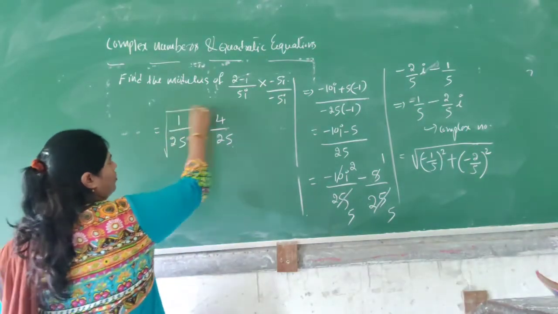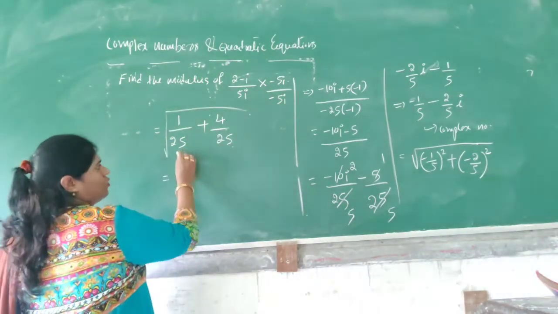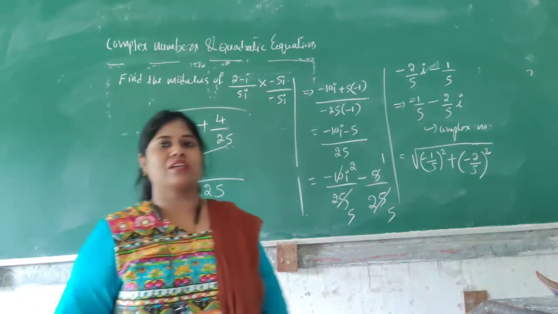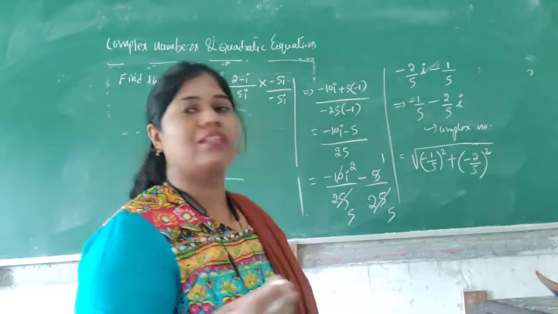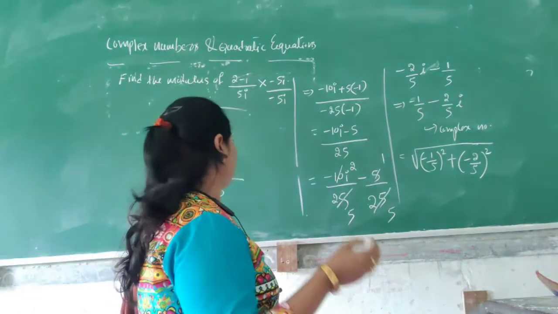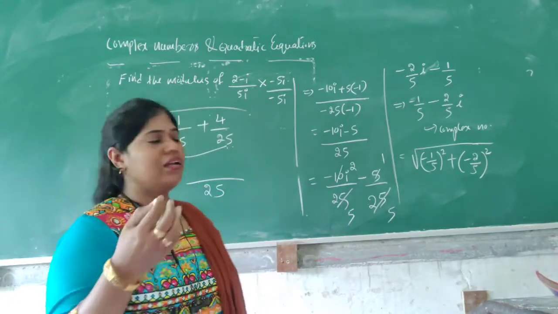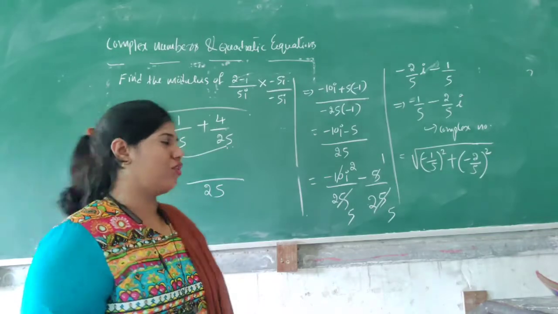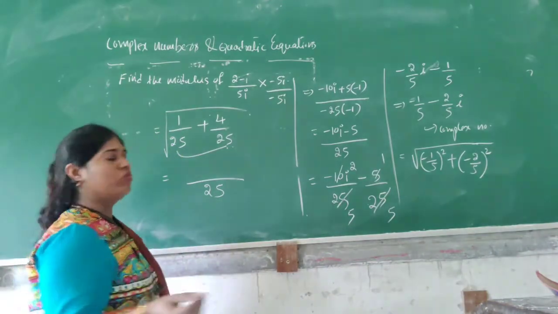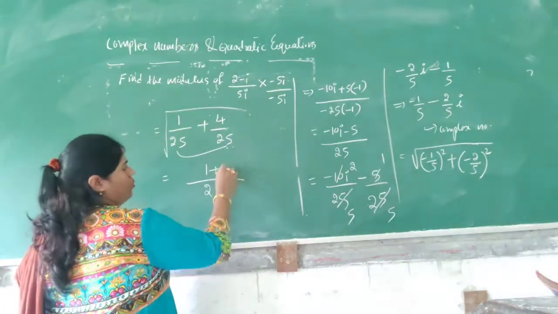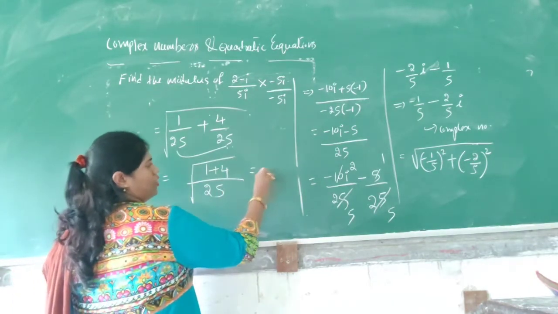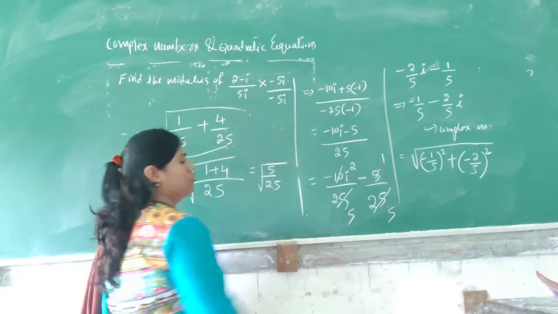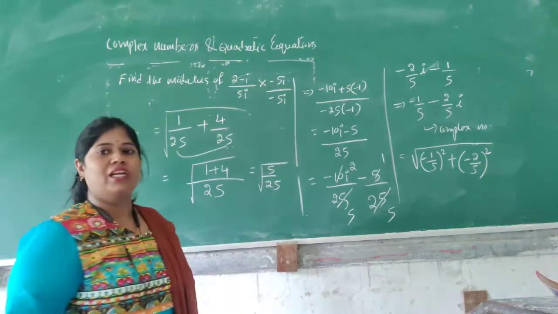We have to put the square bracket. If the denominators are the same here, we just add the numerators. No need of taking LCM, cross multiplication and all. So you just add the numerators, which is equal to 1 plus 4, which is equal to 5 divided by 25. Square root of 5 divided by 25.